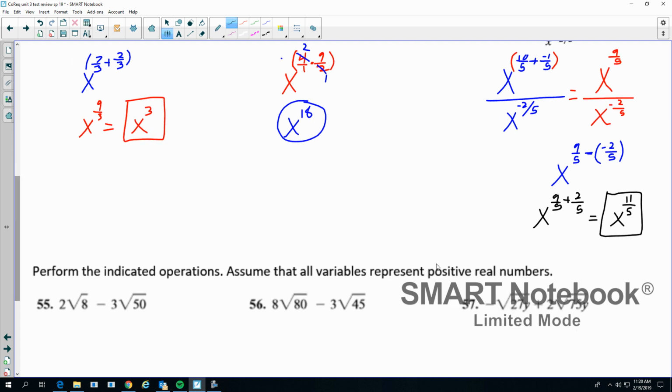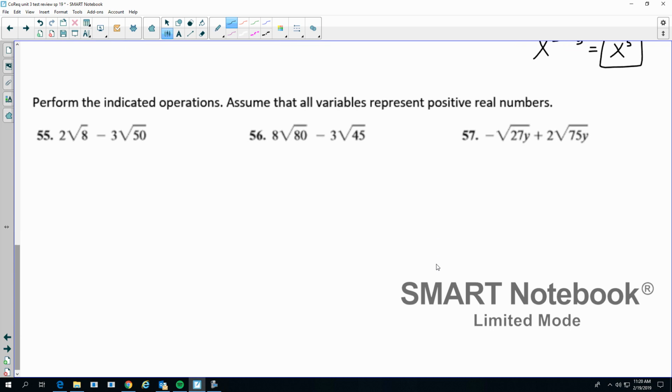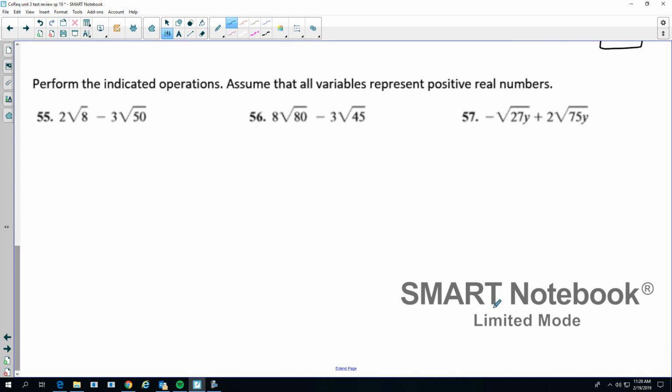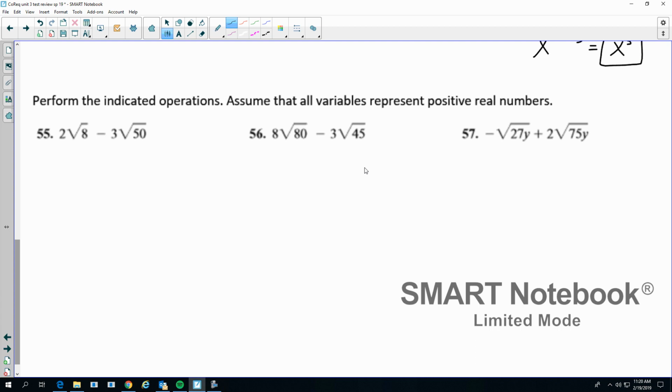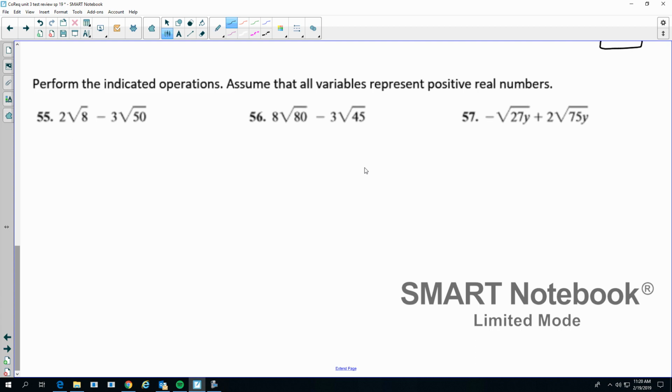Okay, so the last part of this page here is going to be basically adding and subtracting radicals, and the only way you can do that is if they have the same, it's known as the radicand, so they have to have the same value inside the radical in order to add the coefficients. So if you look at the first one, you have an 8 and a 50, so obviously they're not the same. But you could probably manipulate each one of them and end up having a common one.